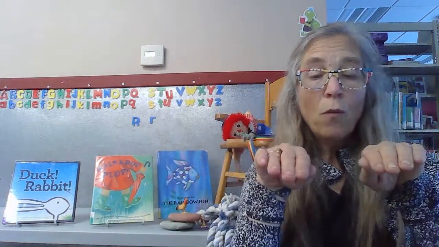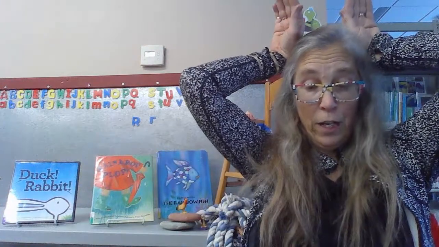Hold out your arms. Robbie the Rabbit is fat, fat, fat. His soft little paws go tap, tap, tap. His soft little ears go flop, flop, flop. And when he runs away, he goes hop, hop, hop. Last time. And that's Robbie the Rabbit.